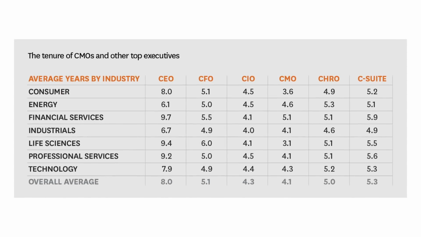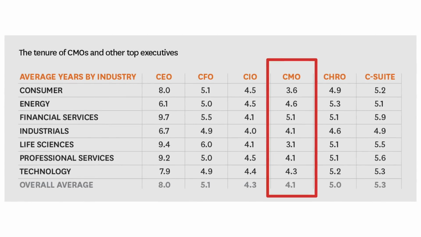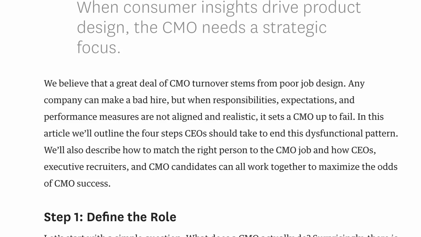And now for something completely different. Did you know that according to a Harvard Business Review study, chief marketing officers have the lowest average tenure of any member of the C-suite? Why? Well, some of the researchers believe that a great deal of CMO turnover comes from poor job design. I kind of think that it's linked to the fact that CMOs don't track the impact of their efforts correctly. What do you think? And whatever you think, keep working on your data skills.